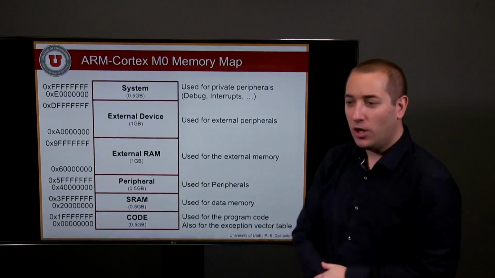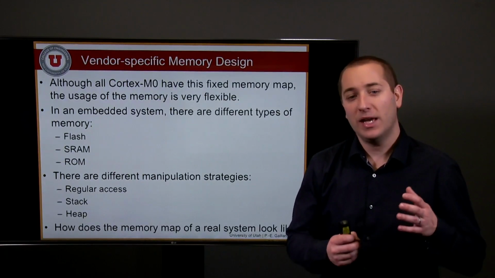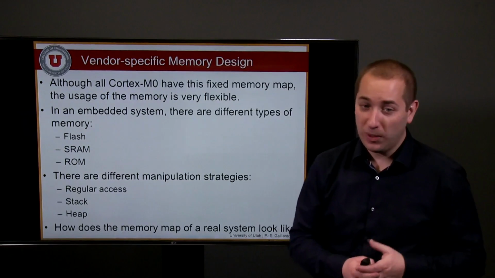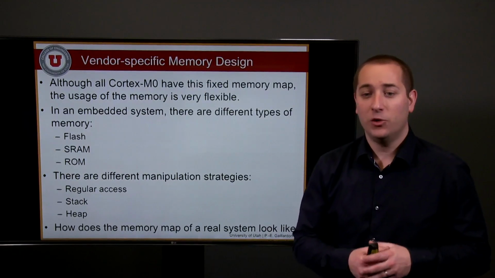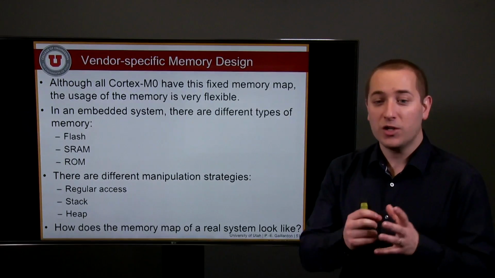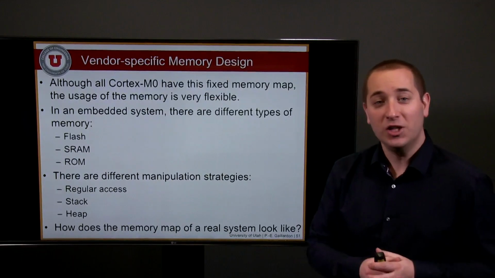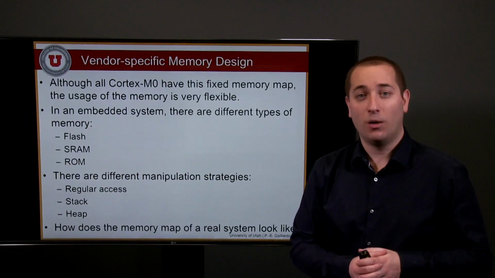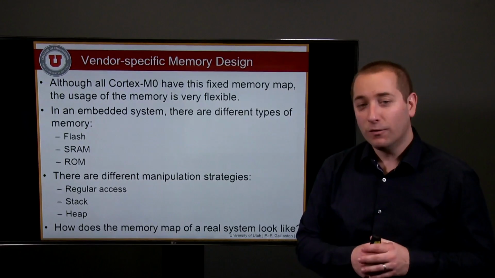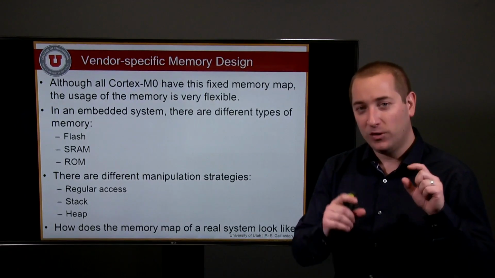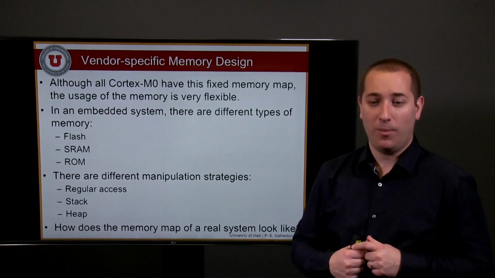So of course, this is just a regular generic memory map, but every vendor will have a different specific memory design. So indeed, although all Cortex-M0 have a fixed memory map, the usage of memory is actually very flexible. And as I discussed initially, many different vendors use ARM processors. They have different peripherals, they have different memory systems, and therefore they will be able to map their different peripherals and memories to the right location inside of the memory map.